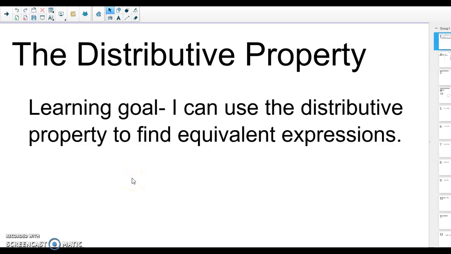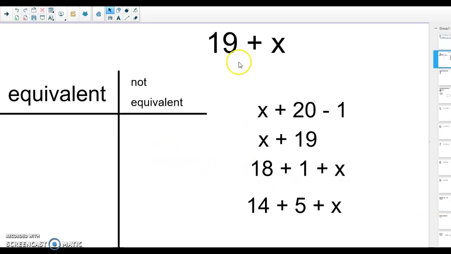Hey guys, so today I'm going to teach you about the distributive property and the way this works. So your learning goal today is that by the end of this lesson you should be able to use the distributive property to find equivalent expressions, and that is a lot of vocabulary for something that's actually pretty simple. So let's look at this first.